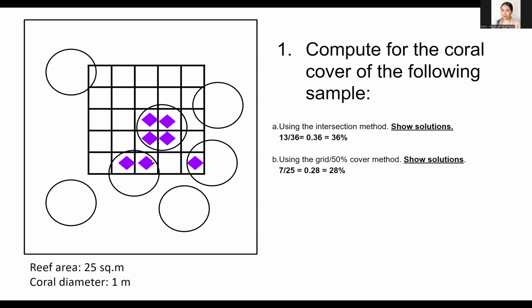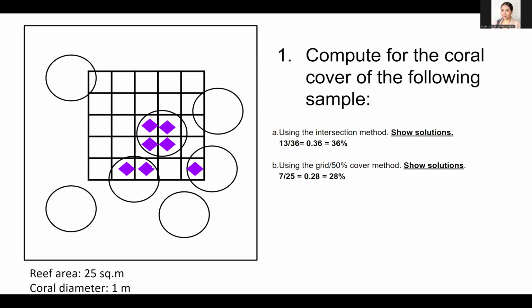So for the grid method, this time, you count the number of grids, so these are the squares, that have at least 50% of corals under them. So here, we count 1, 2, 3, 4, 5, 6, 7. Bakit hindi to counted? Kasi less than 50. Ito hindi counted kasi less than 50. Same for this one. So, tiles 7 divided by 25, that's about 0.28.